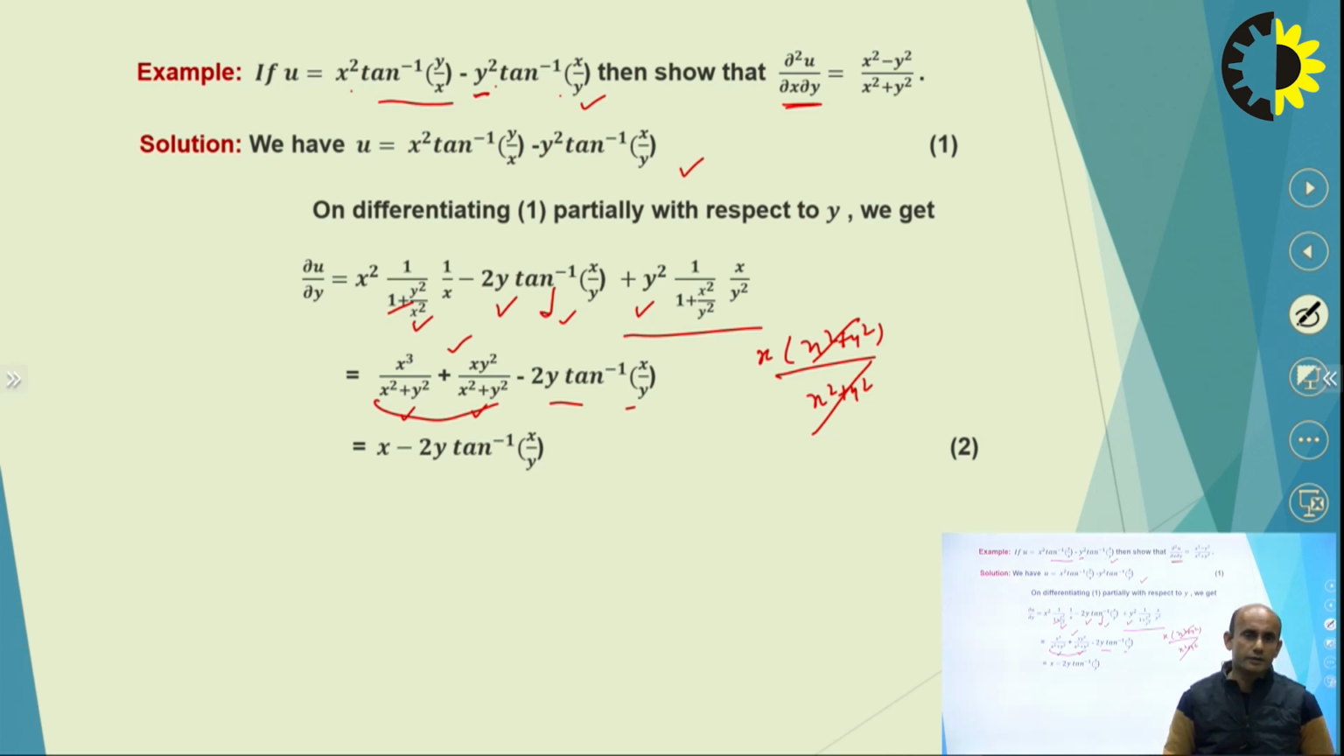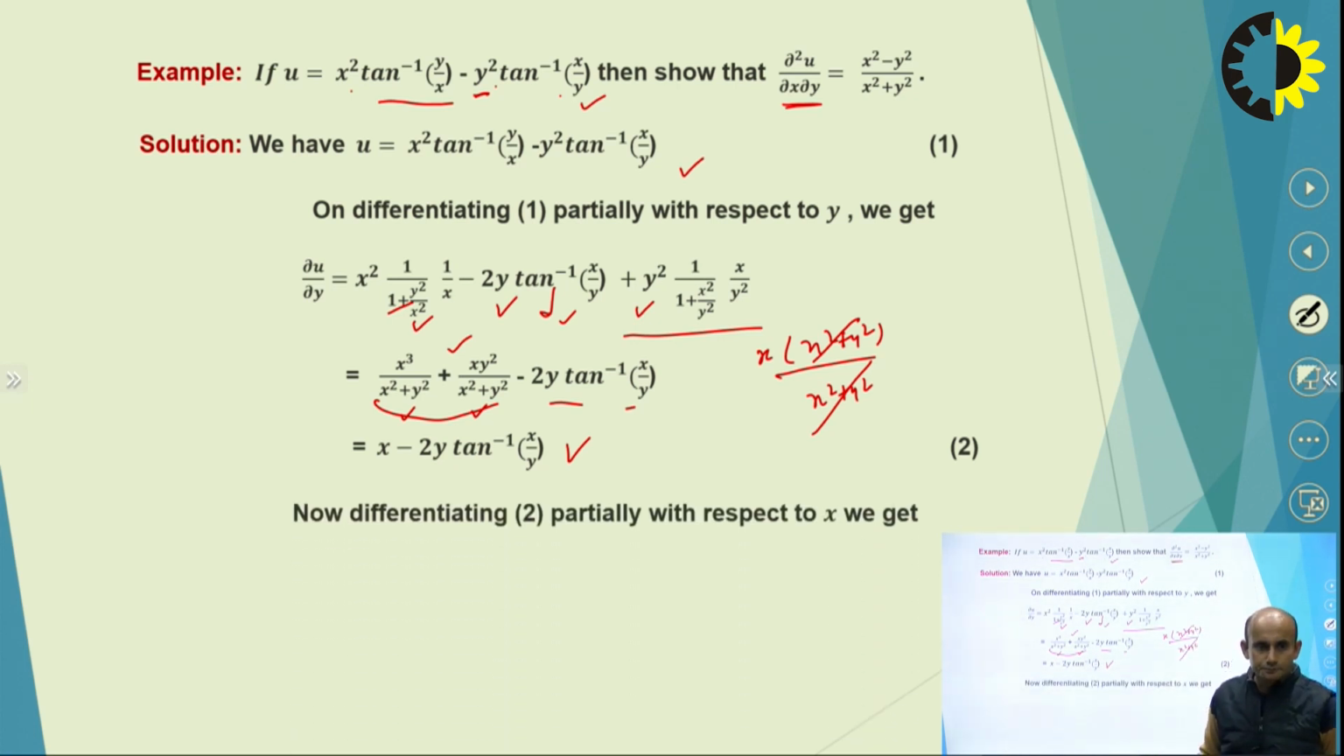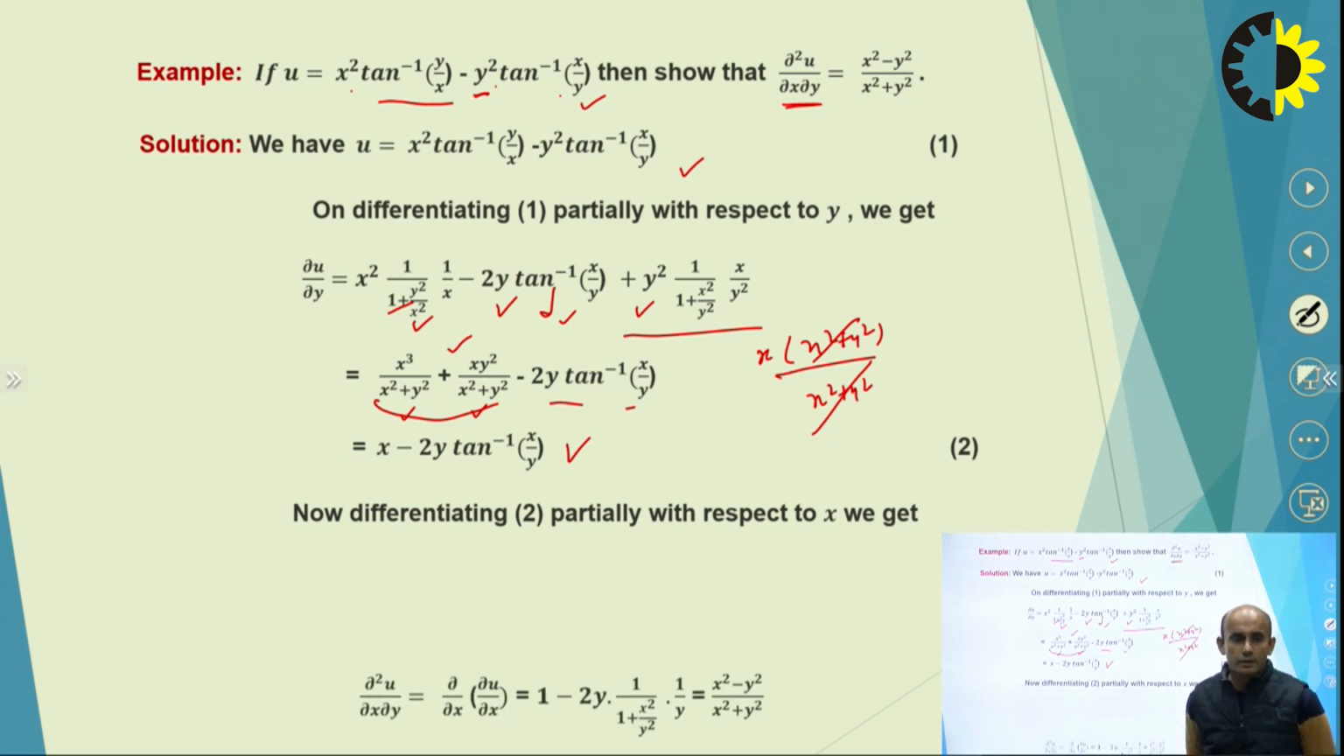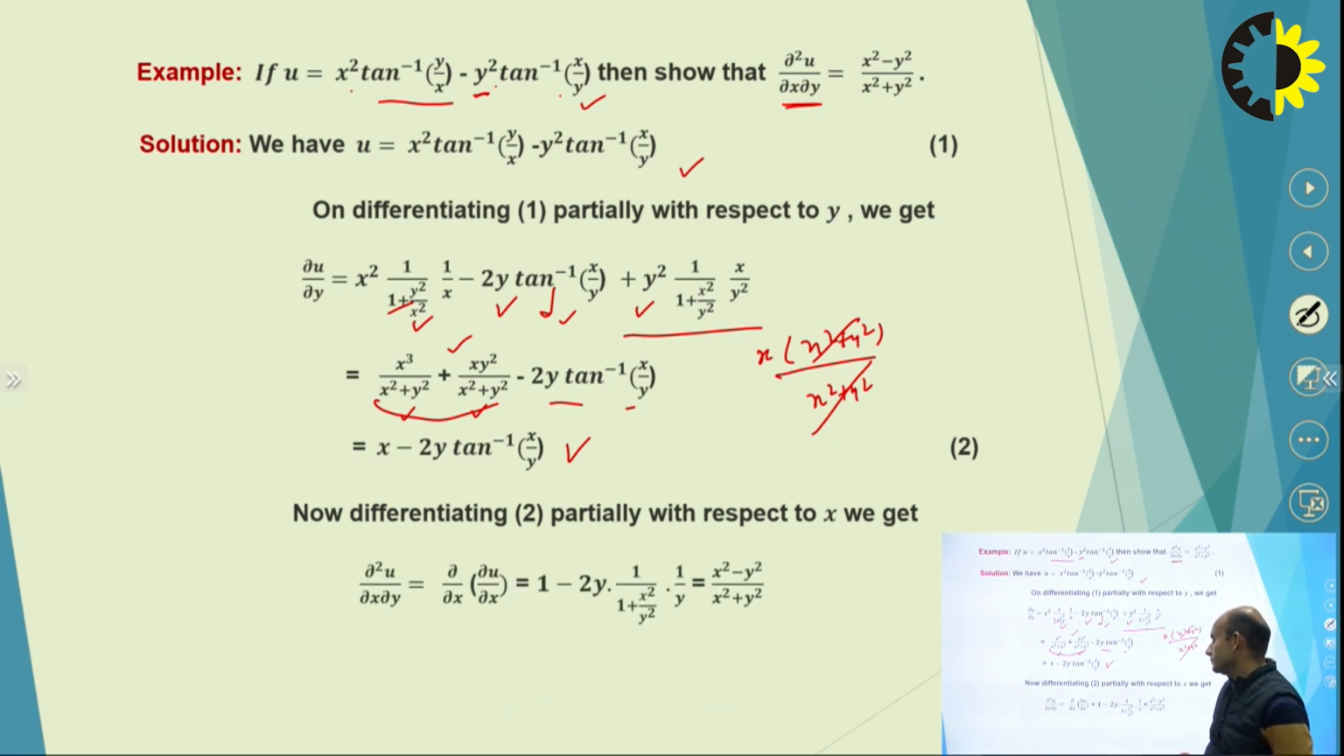But here we have to find ∂²u/∂x∂y. It means we have to differentiate this function with respect to x again. So in this operation, the variable y will be constant. Now we differentiate this one with respect to x. Then we get ∂²u/∂x∂y. If we differentiate this one, which is actually ∂u/∂y, we get this expression, which is x square minus y square upon x square plus y square. So this is the value of ∂²u/∂x∂y for this function.